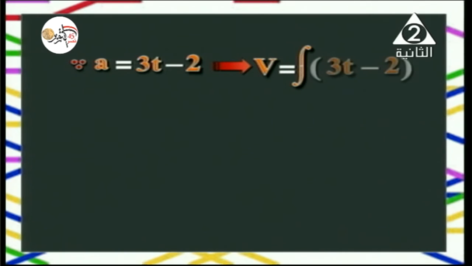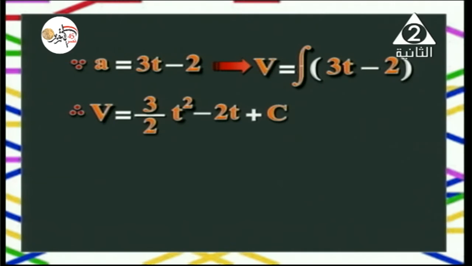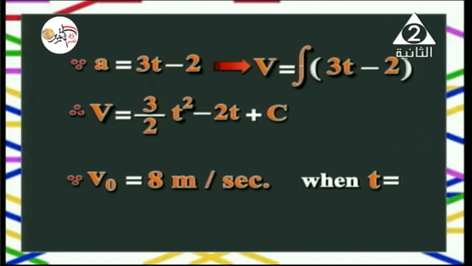Velocity is the integration of 3t minus 2. Therefore, my dear student, v equals 3 over 2 t square minus 2t plus c. What do you mean by c? Constant of integration. What is the value of c? By using substitution of v naught equals 8 to find c when t equals 0.